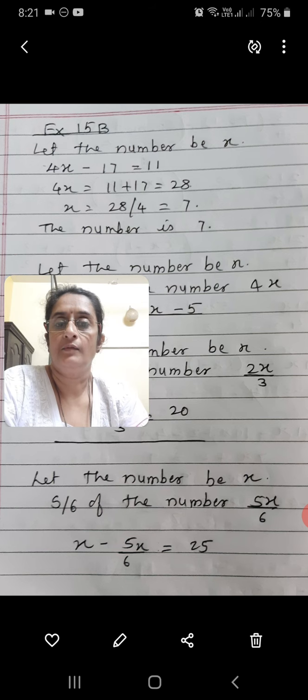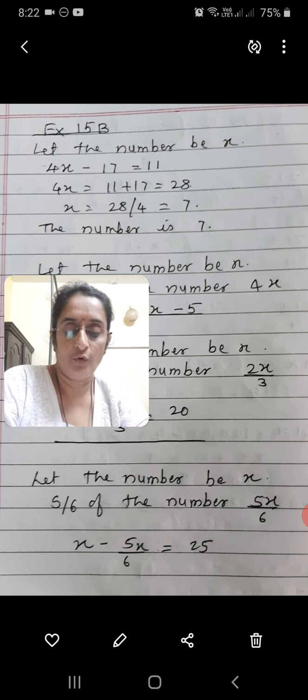So let us start with the first question. There are 45 sums in this exercise. I have taken the first 25 for now. The remaining ones we'll do in the next part of the lesson. So let us go to the first question.